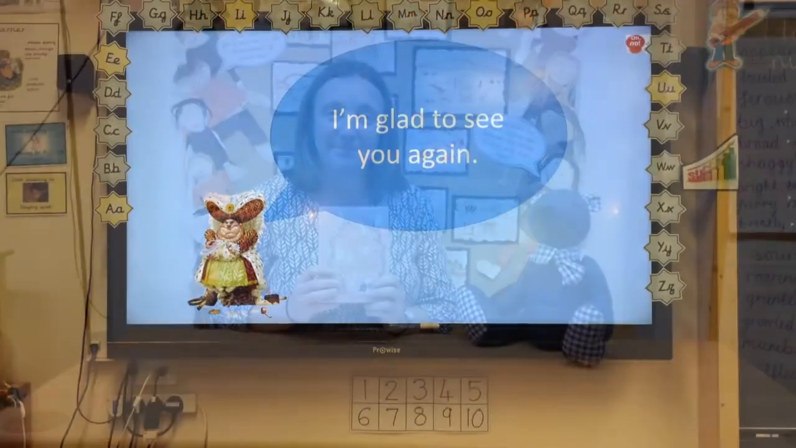Today we're going to be thinking about how authors write dialogue in their stories. Dialogue is when a character speaks, and we have to make sure we use certain punctuation marks and certain other things when we write dialogue so the reader understands. We're going to be thinking about what some of the characters say in the chapter that we've just read today. I'm going to go through some screens to help you.